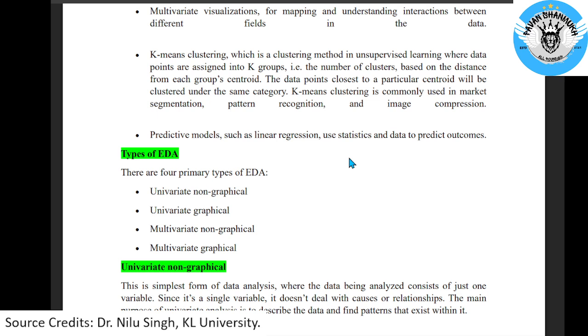Clustering need not have a proper shape. Clustering can be in any manner. Okay. It is commonly used in market segmentation, pattern recognition, and image compression. Next, we have predictive models such as linear regression, which use statistics and data to predict outcomes.